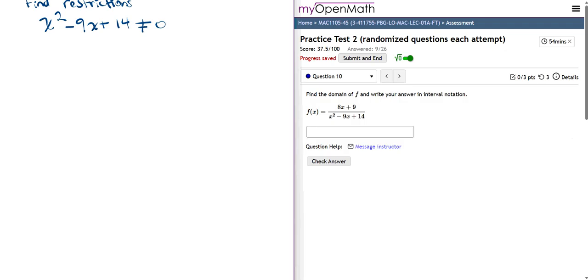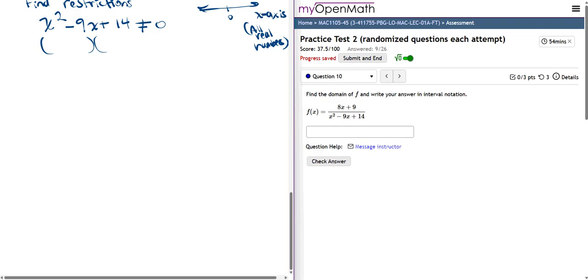Because we always start with the entire x-axis in both directions, and sometimes we have to eliminate certain sections of it. So starting off with all real numbers, we're going to see if we have to exclude anything.